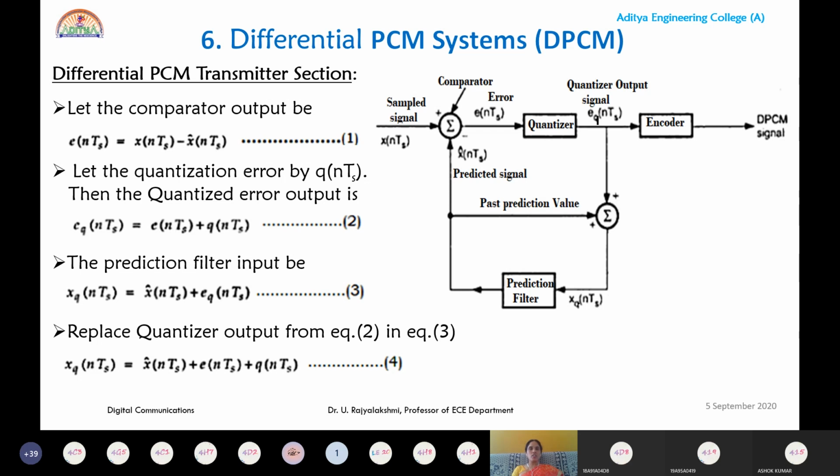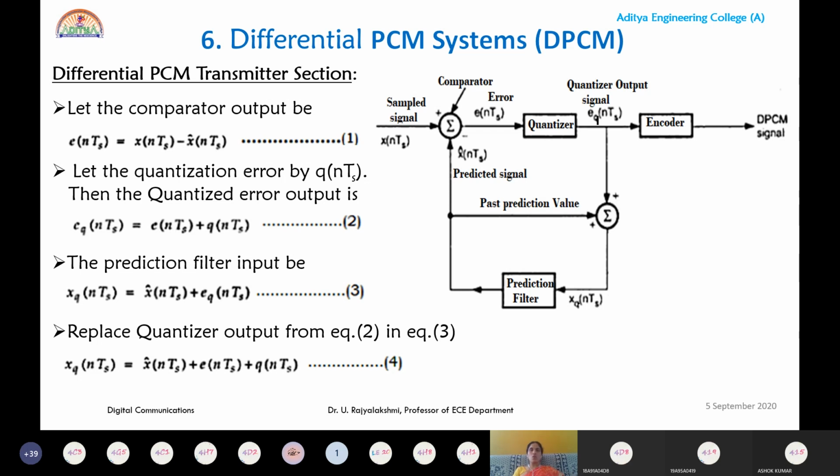So what is the comparator output? The comparator output is the error signal, or the difference between the sample signal and the predicted signal. It is defined as the error e of nTs, which you can identify from equation 1. So equation 1 is e of nTs equals x of nTs minus x cap of nTs, where x of nTs is the sample signal and x cap of nTs is the predicted signal. Take that as equation 1.